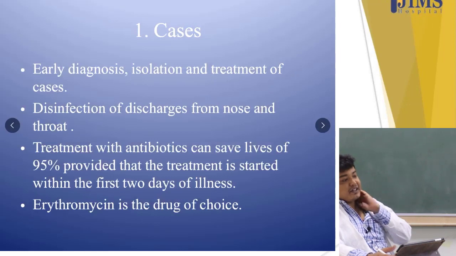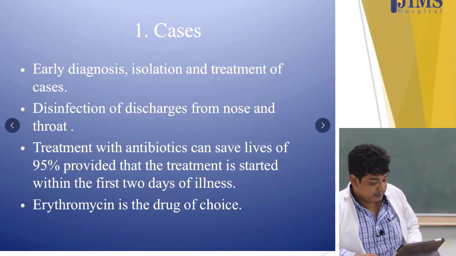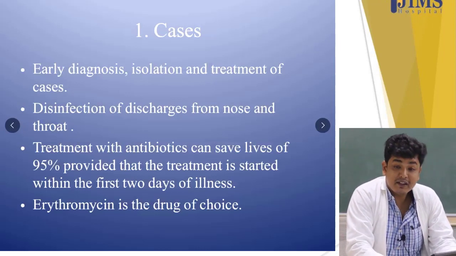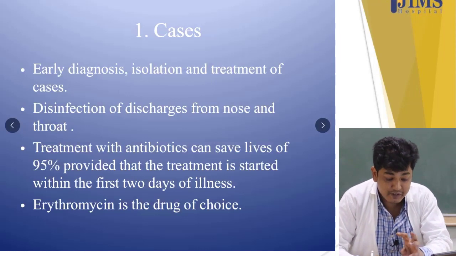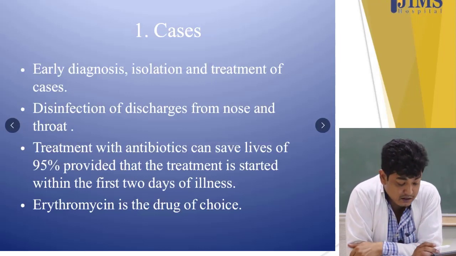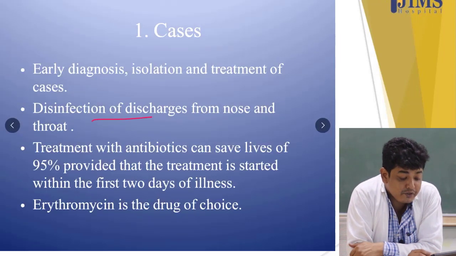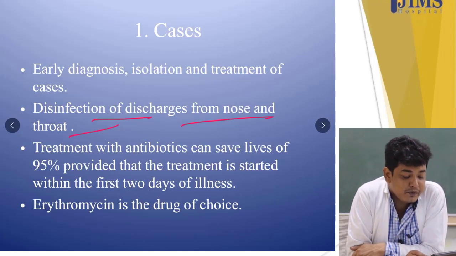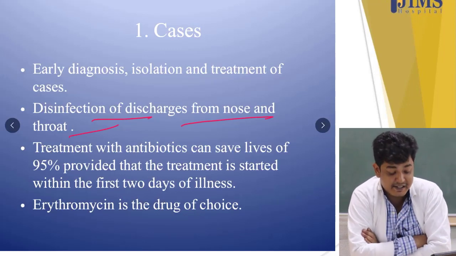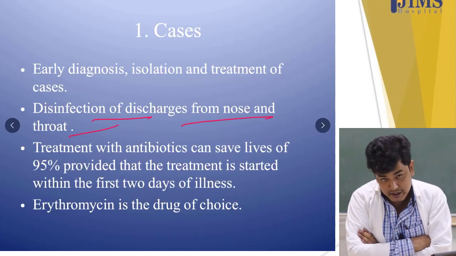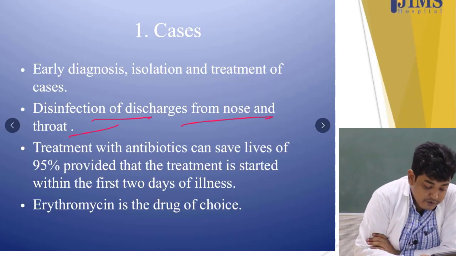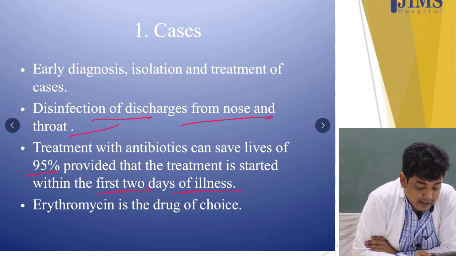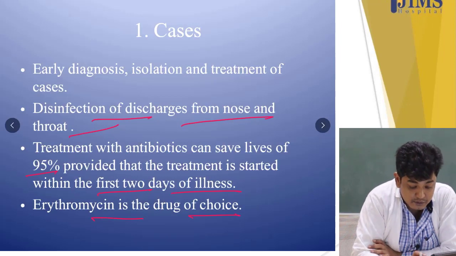Now, let's talk about the prevention and control. That is the most important thing in this particular class today. See, first and foremost, you have to do early diagnosis of the case so that the outcome can be good. You have to do isolation of that particular case, and you have to start the treatment as early as possible. Disinfection of discharges from nose and throat has to be done every time it comes out. And treatment with antibiotics can save life for 90% of the cases, provided that the treatment has started within the first 2 days of illness. So if you start within the first 2 days of illness, 95% of the cases will recover. And erythromycin is the drug of choice in this particular case.